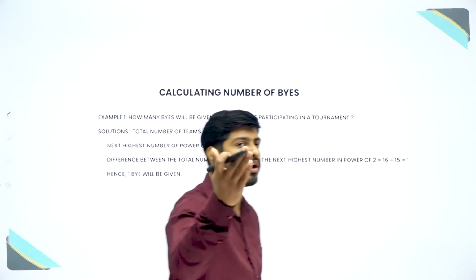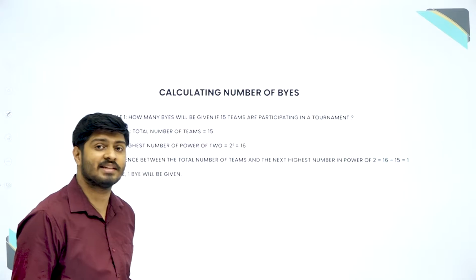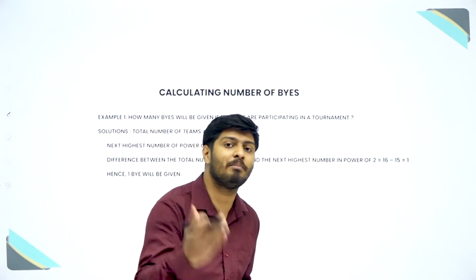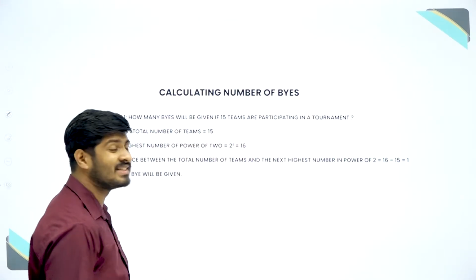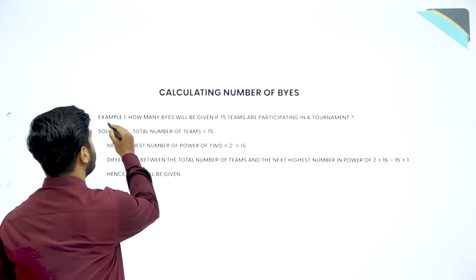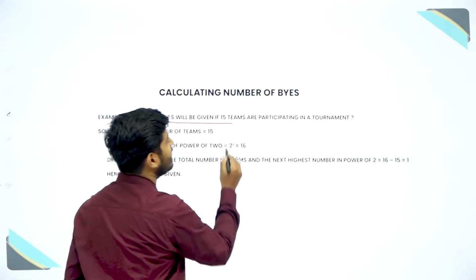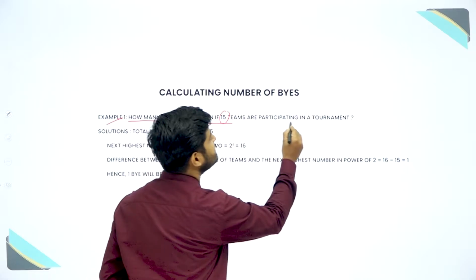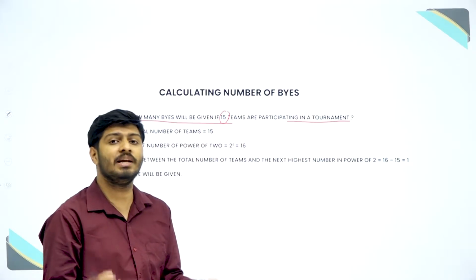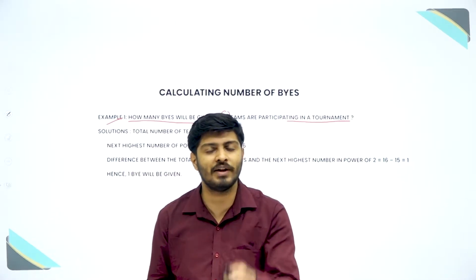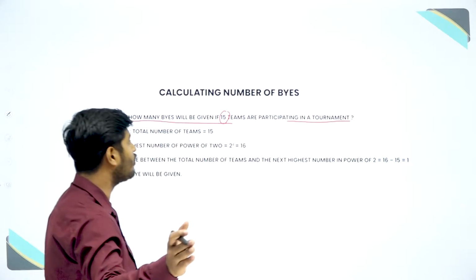Let's take an example and try to understand how to calculate byes in a tournament. What are the steps? Example number 1. How many byes will be given if 15 teams are participating in a tournament? 15 is an odd number, so a bye has to be given. But how to calculate that bye?